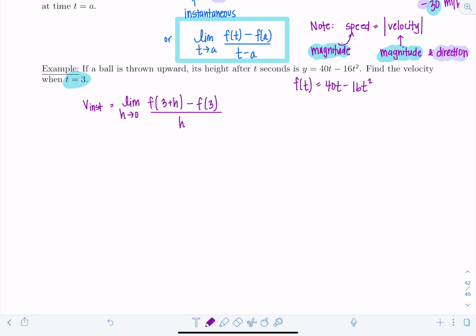Okay, here we go. So we have the limit as h approaches 0. For f of 3 plus h, I'm going to substitute in 3 plus h for t here. That's going to give me 40 times 3 plus h minus 16 times 3 plus h squared.